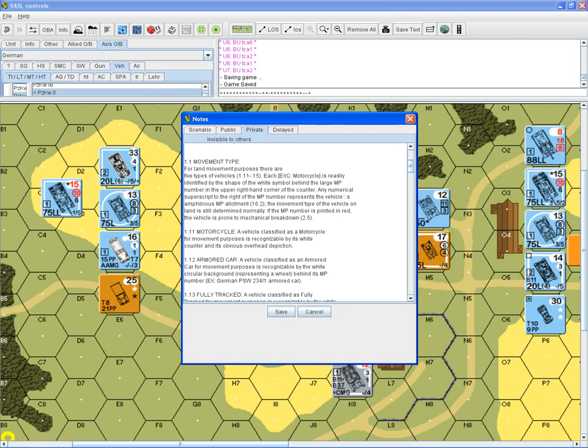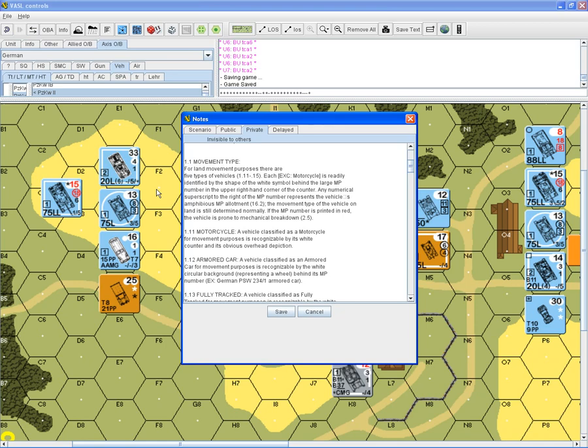When we're talking about movement types, there are 5 different, but as you can see, I actually only have 4. That is because in the Vassal module, for some reason, I was unable to find a motorcycle counter. A motorcycle counter is just a white counter with an overhead depiction of a motorcycle.